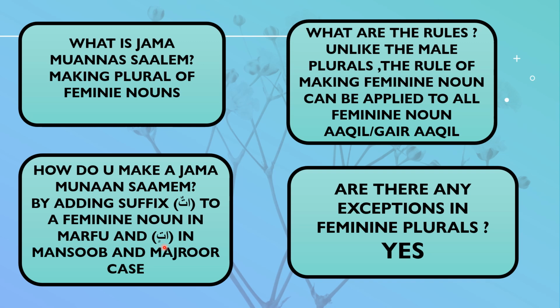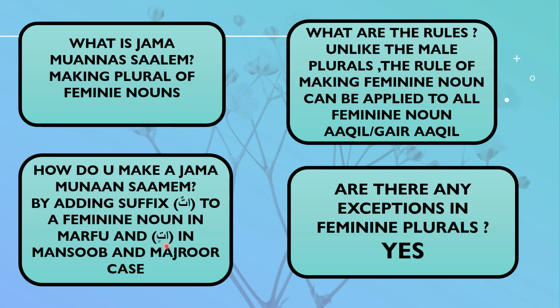So the haraka in mansoob and majroor is the kasra. If the noun is marifa, it will have a single kasra. But remember, this is the most important point, that in mansoob case, it will show its position by kasra. If the plural feminine noun is in mansoob, it will still have a kasra. So lots of us make a mistake in saying that as in majroor case. But remember, Jama Muannas Salim in mansoob case will have a kasra.